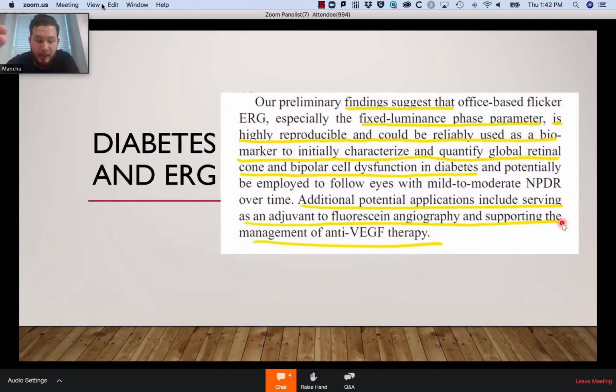So in this study, what the researchers are supporting is the idea that these in-office non-invasive electrodiagnostic tests can be used to track diabetic retinal dysfunction over time, and or be used as adjunctive procedures with anti-VEGF agents.